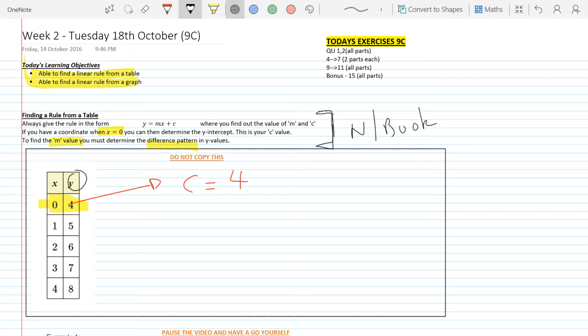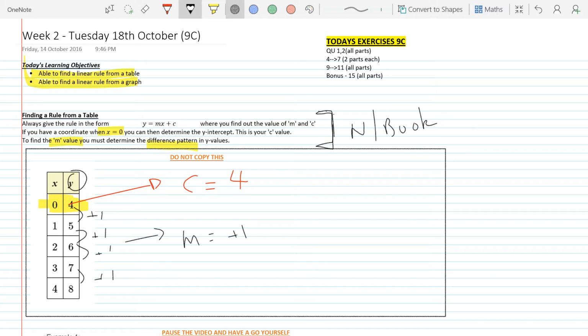The next thing is we need to look at a difference pattern. So we always look at the y, and we're looking at what the pattern is here. And this one's quite a simple one. It's simply plus 1. So each time it's going up by 1. That means our m value is equal to positive 1. So the question here for this table is to find out the linear rule.